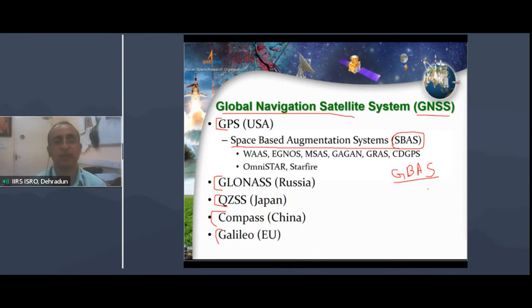If you see USA-based system, it has dedicated augmentation systems working in different regions like WAAS, EGNOS, MSAS, Gagan, GRAS, CDGPS, and so forth. Initially, they have gone OmniStar, which is again ground-based augmentation system, or Starfire.